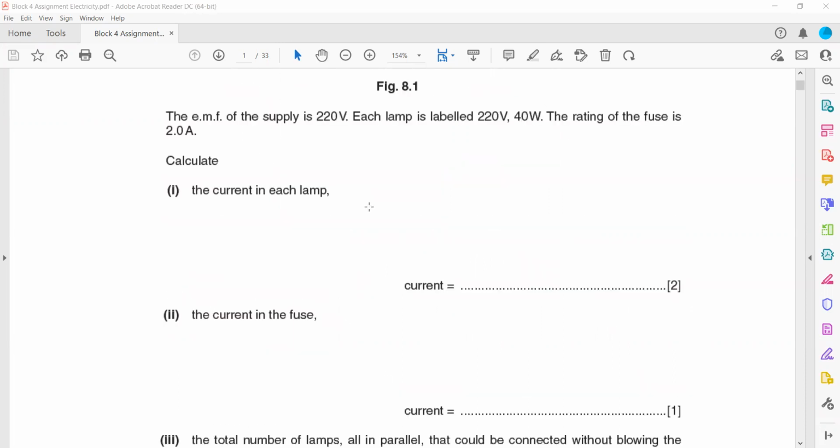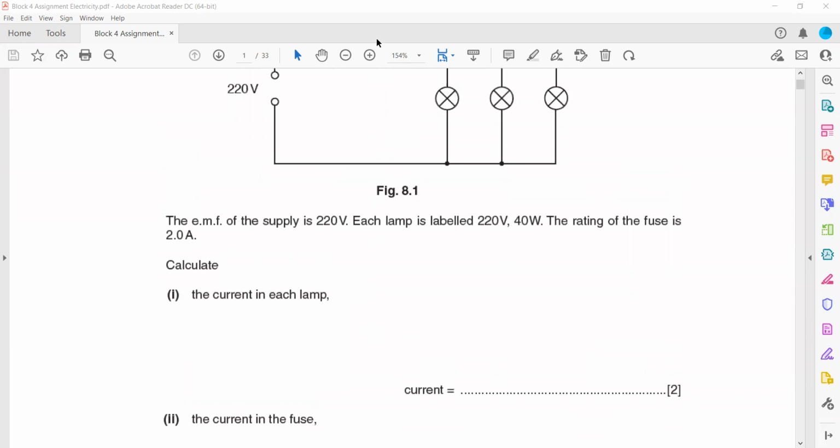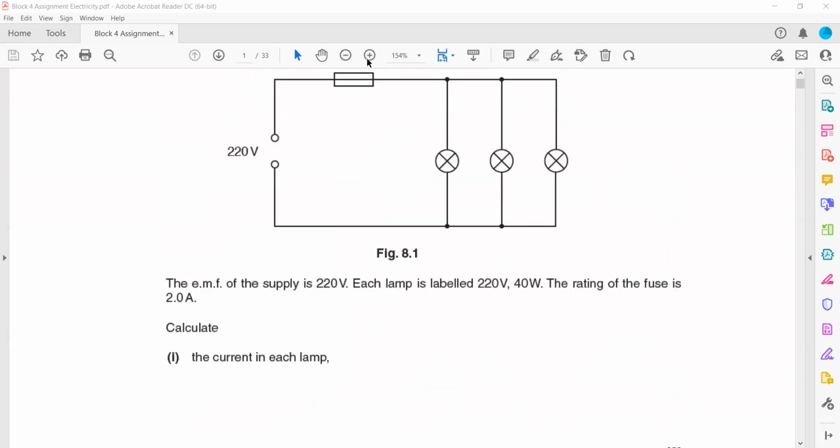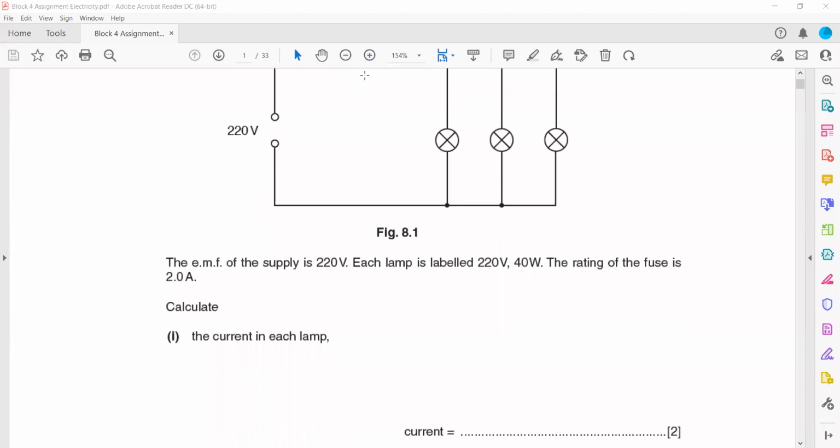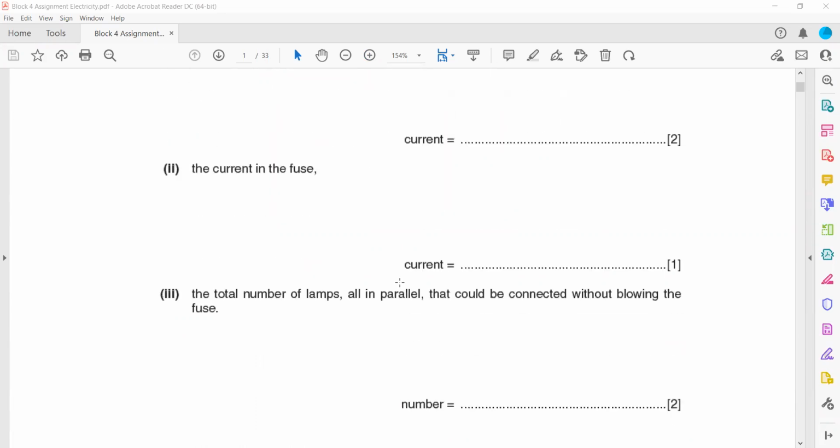So how do we work out the current in the fuse? As we did, we got the current in each lamp, which was 0.18. The current in the fuse is the total current, which is the sum of the current in each lamp as they are in parallel. Or we can multiply the current in each lamp by the total number of lamps to find the current in the fuse.